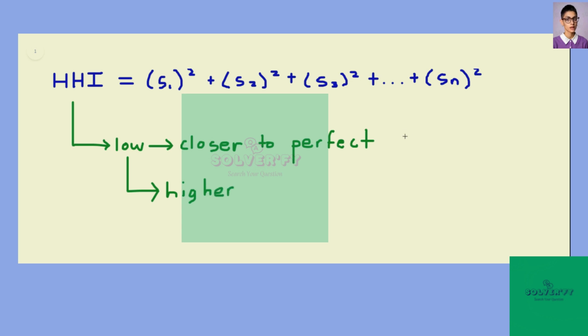And I forgot to write that it would be closer to perfect competition. Perfect competition on the scale itself is 0, and I believe 10,000 is the mark for what a monopoly is. So you can get a sense of where competition would lie. Obviously, if we have a high number on the HHI, that is indicative of the fact that it's closer and closer to a monopoly.